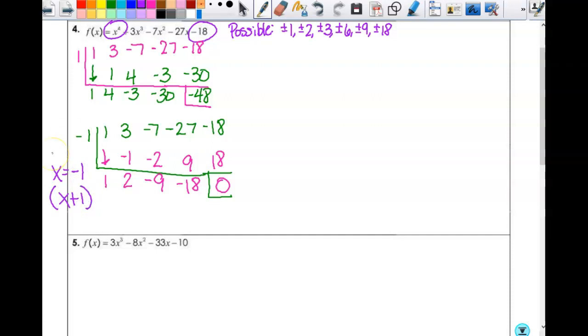Because I know you know this. Make sure you're thinking about it correctly. So then when I come over here, f of x is going to equal x plus 1 times, now this is 1, 2, 3, 4, so that's going to be a cubic. We're going to have x cubed plus 2x squared minus 9x minus 18.